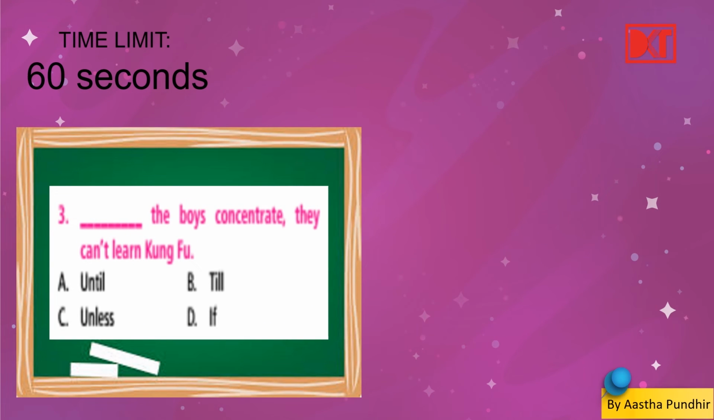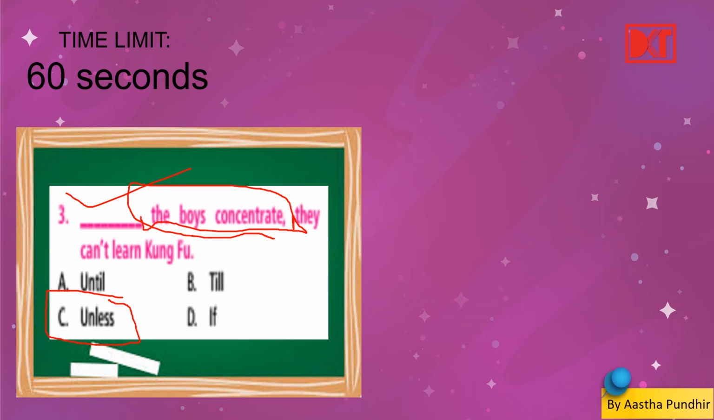Alright, next one we have dash the boys concentrate, they can't learn Kung Fu. Until the boys concentrate, till the boys concentrate, unless the boys concentrate, or if the boys concentrate. Here the correct answer is unless the boys concentrate. Here we are talking about a certain condition, unless this happens. What is the condition? This concentration of boys is required. When this will happen, then they will be able to learn Kung Fu. And unless they do that, they can't learn Kung Fu.